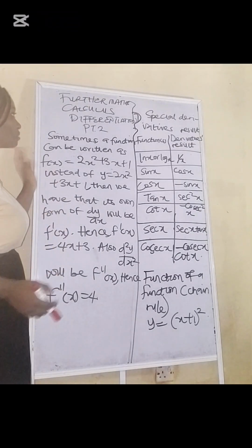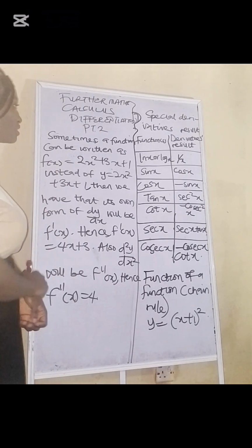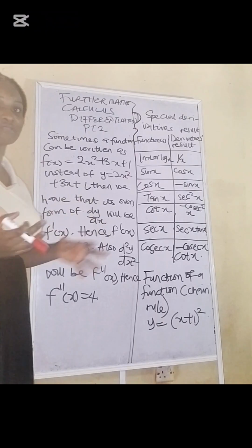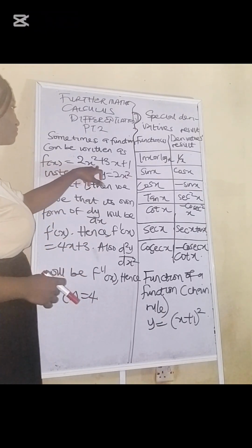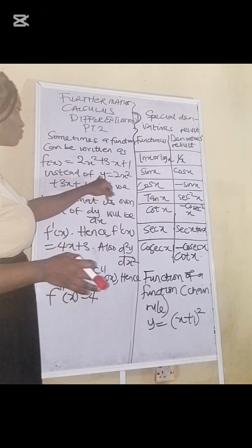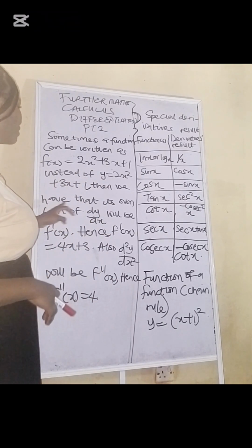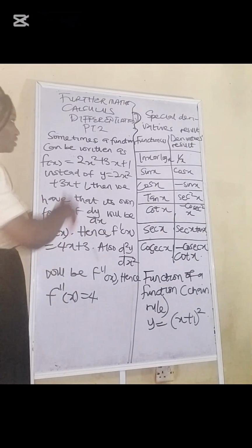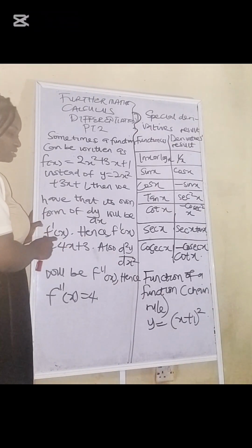Now, it says sometimes a function can be written as f(x) = 2x² + 3x + 1 instead of y = 2x². When we talk about a function, we talk about f(x). So this is how a function is written. But if it's not a function, it will just be y. So instead of writing dy/dx, if you want to write a function, it will be f'(x). This is the first derivative in function notation.